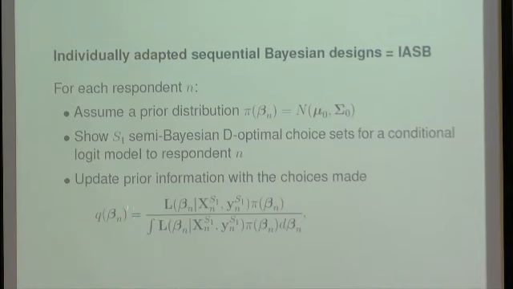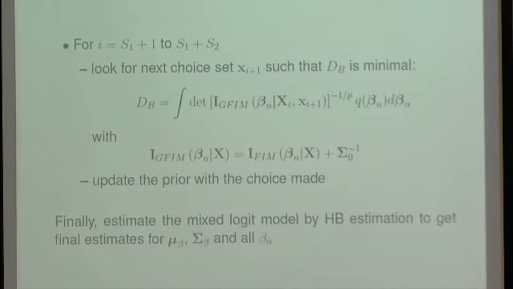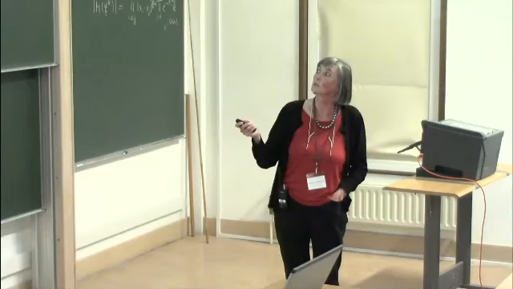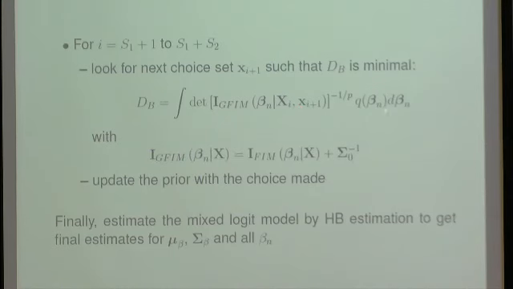And with this information, we use this posterior density as a prior distribution to set up the next choice set. In the next choice set, each choice set is optimized separately. So we look for the next choice set, called xi plus 1, so that the combination of the previous choice sets and this new choice set is optimal with the posterior distribution that we had on the previous slide. So this is the best information we have about this particular beta n.